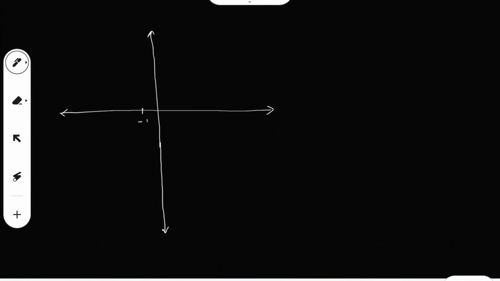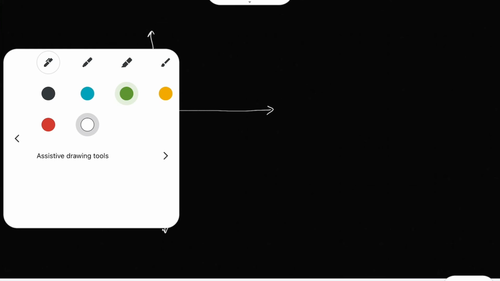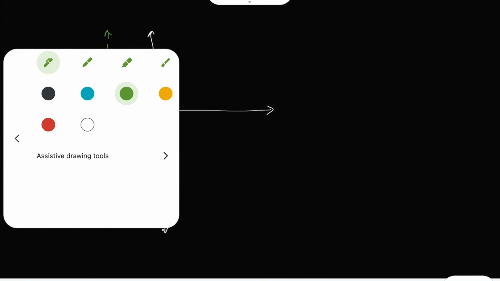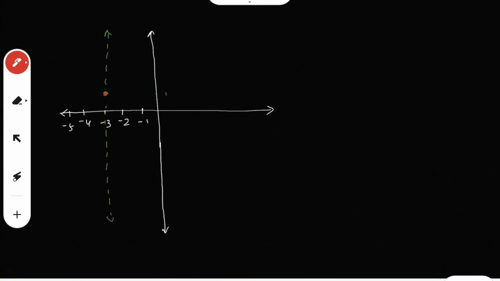So we take -1, -2, -3, -4, -5. Axis of symmetry is -3. So we first draw the axis of symmetry. Axis of symmetry is generally given by a dotted line. Now its maximum value is 1. So let's say that we have a max point over here. X-intercepts are -2 and -4.